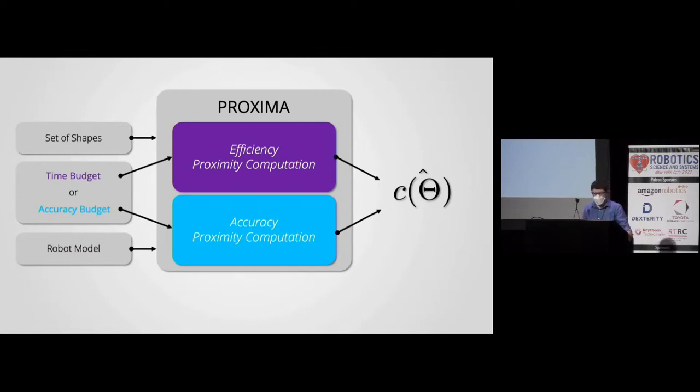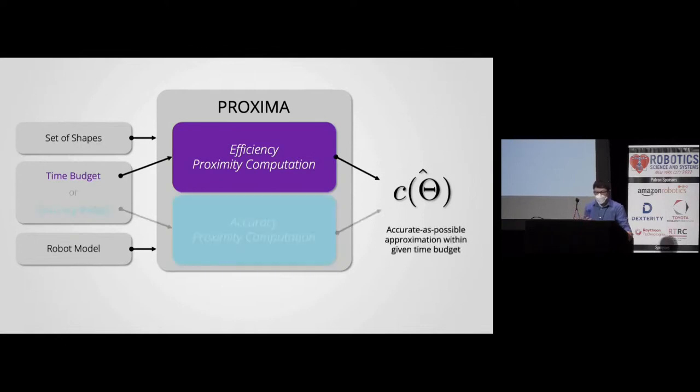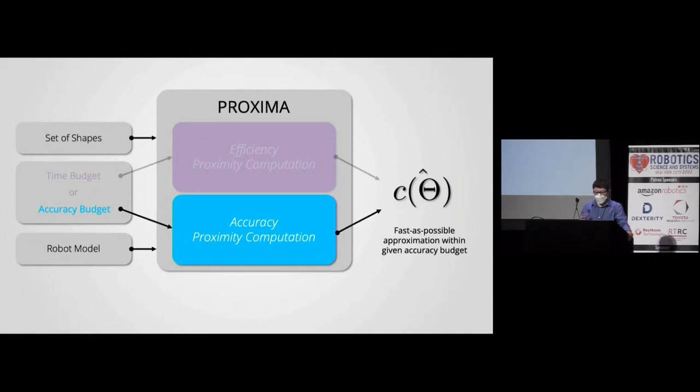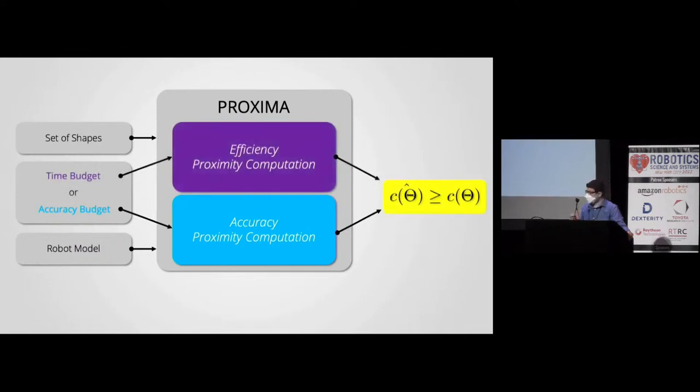Our algorithm, called Proxima, works in one of two ways. First, given a time budget as input, the algorithm returns an as accurate as possible proximity approximation value in this time. Or second, given an accuracy budget, the algorithm returns an as fast as possible proximity approximation value that is within the given accuracy bound. Further, both the time-budgeted and accuracy-budgeted versions of our algorithm are able to guarantee that the output value is a cautious approximation that is bounded from below by the ground truth value, meaning the safety of the robot or surrounding obstacles can be ensured in downstream applications.